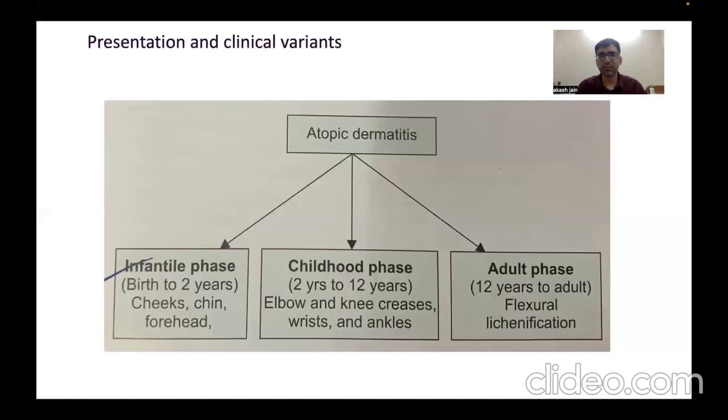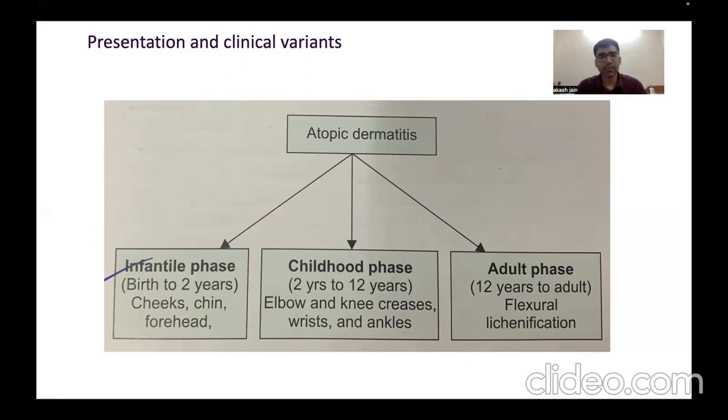So the presentation of atopic dermatitis involves three phases: infantile phase, childhood phase, and adult phase. The infantile phase presents from birth up to 2 years of age. Childhood phase is from 2 to 12 years of age, and adult phase is from 12 years to adulthood.